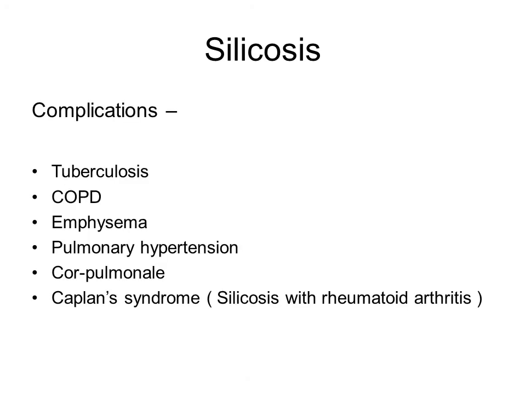What are the complications? I have already mentioned. First is tuberculosis, then chronic obstructive pulmonary disease, emphysema, pulmonary hypertension resulting in cor pulmonale or right heart failure, Kaplan syndrome. Kaplan syndrome comes in MCQ, that is silicosis along with rheumatoid arthritis, because rheumatoid arthritis itself has some lung changes. It can itself cause restrictive lung disease. So when rheumatoid arthritis is coupled with silicosis, that is known as Kaplan syndrome.